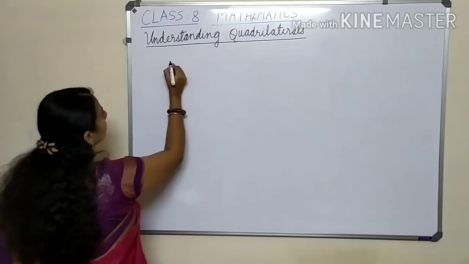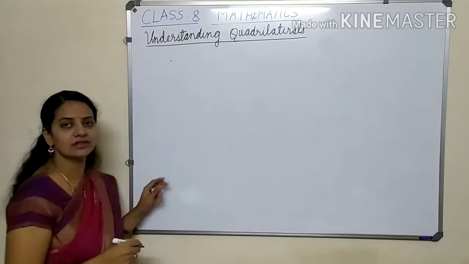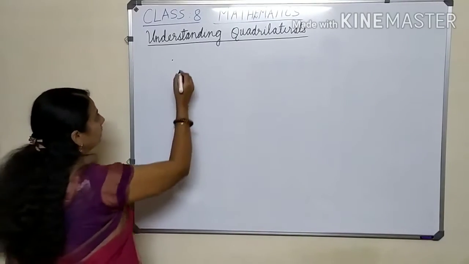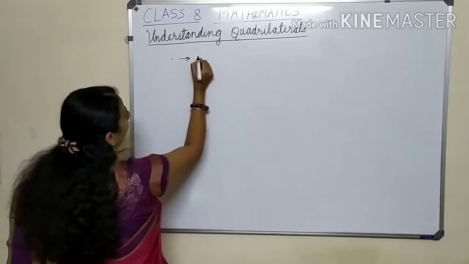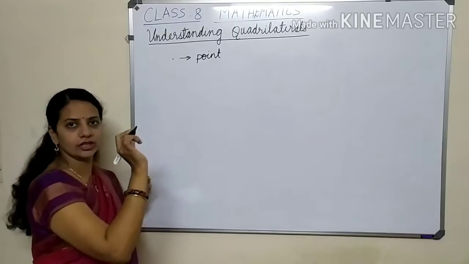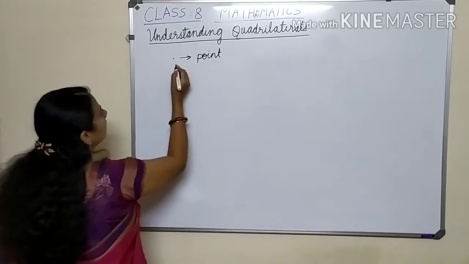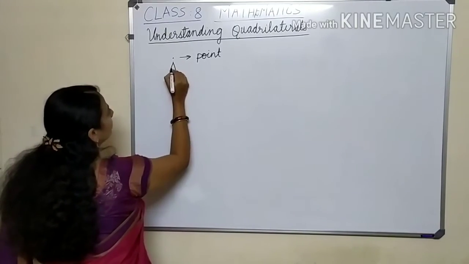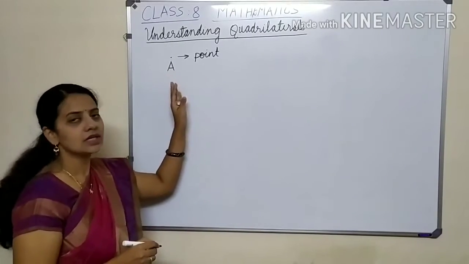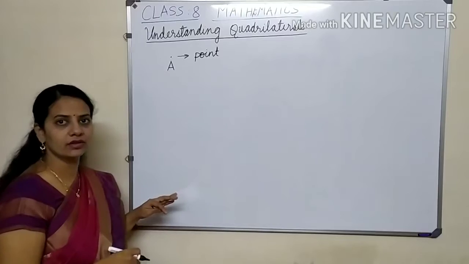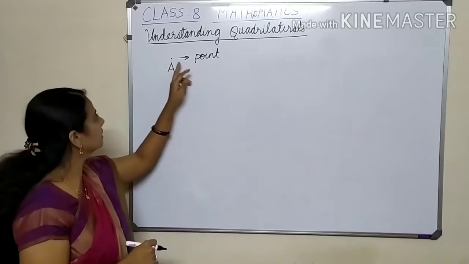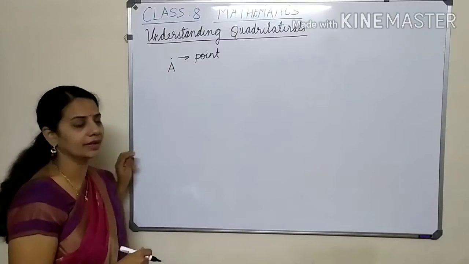Now look at this, a dot on this plane surface is called a point, right? You have learnt all these things, right? So this is a point. A point is just a dot on a plane surface. Now I can name this as A. So I can read this as point A. I can use any capital letter of the alphabet, and that represents the point.